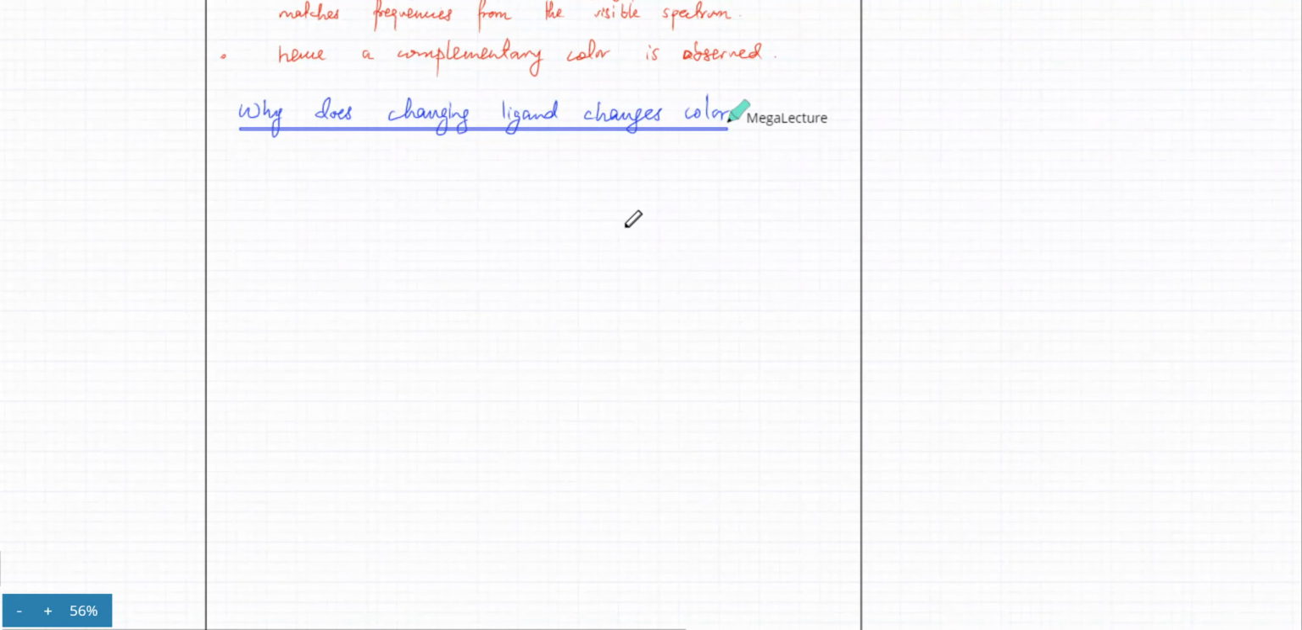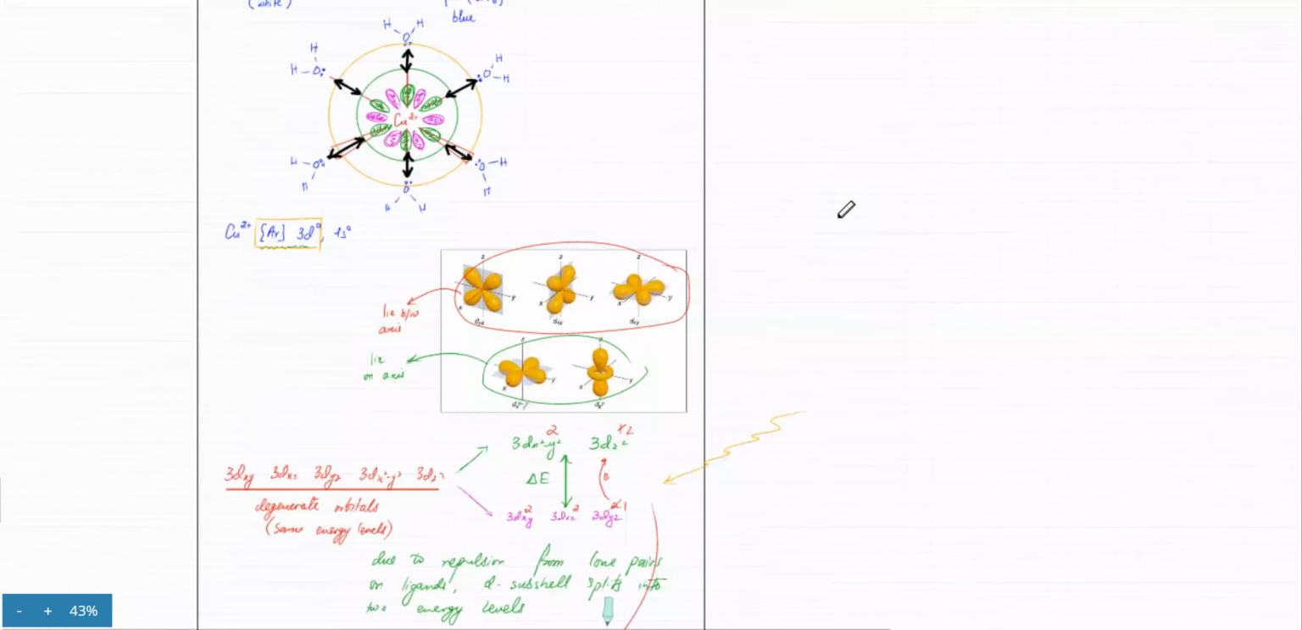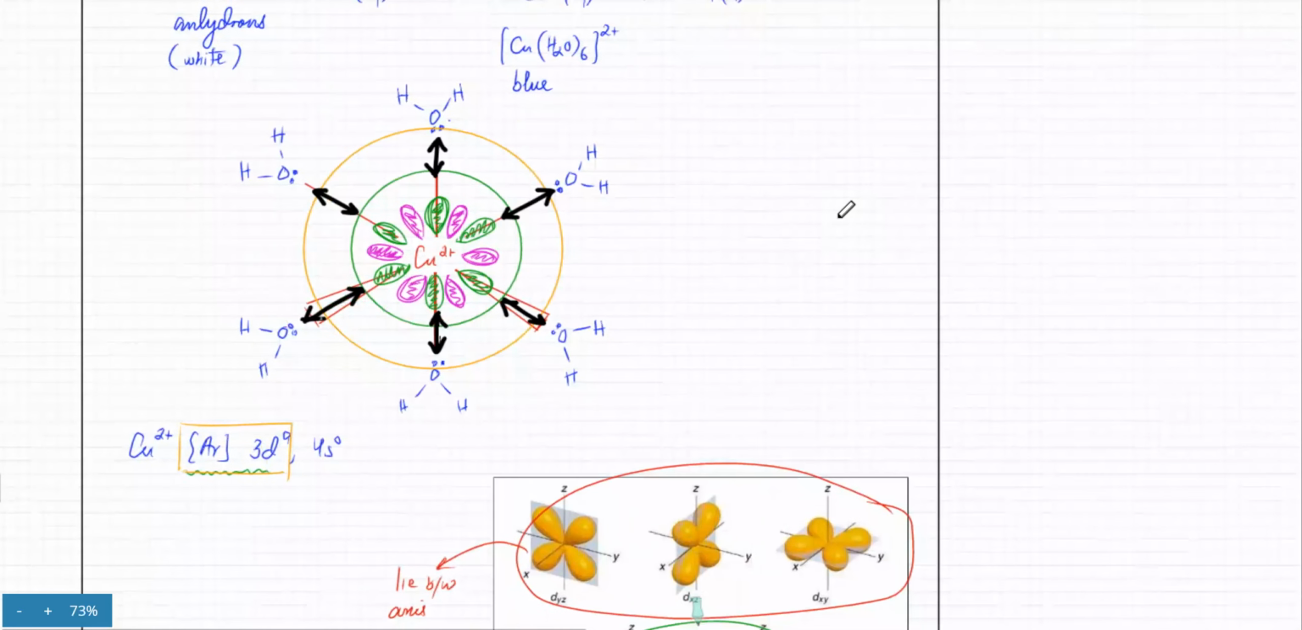So why does changing the ligand change the color of the complex? Whenever you change any one of the ligands, ligands can get exchanged. For example, the water over here could be substituted by ammonia, NH3. Now, if it's substituted by NH3, the complex would change color. And the reason is that if you bring in other ligands, then the kind of repulsion that this 3d subshell would face would be different.